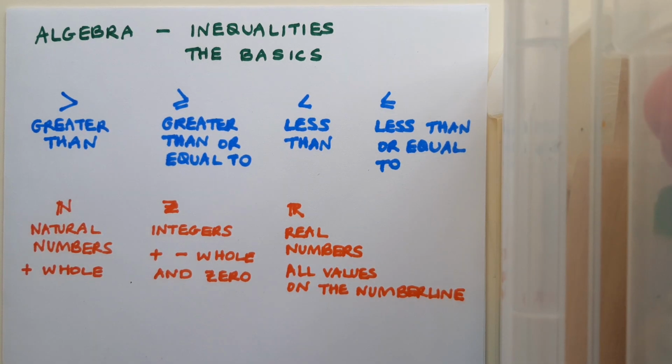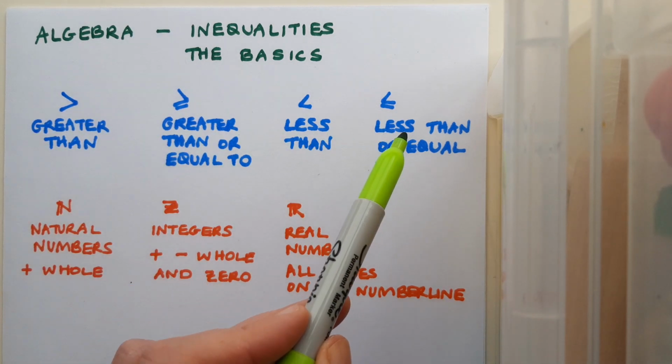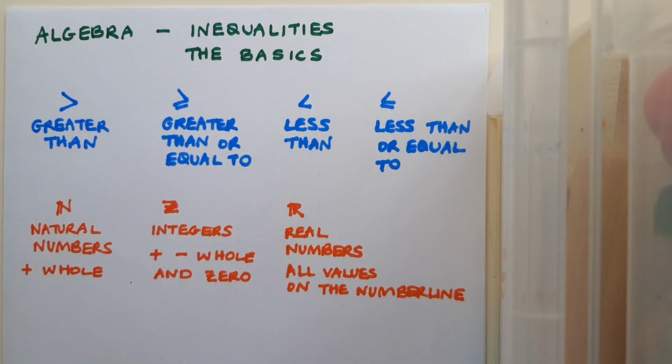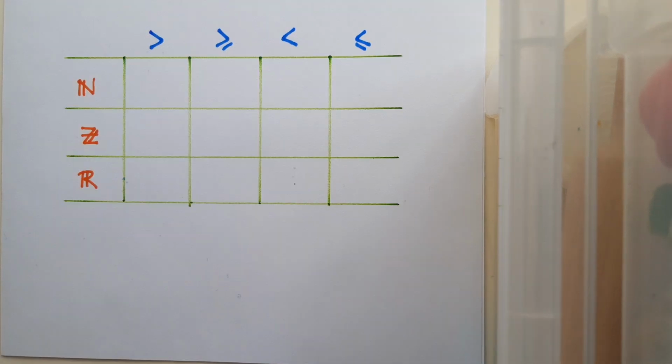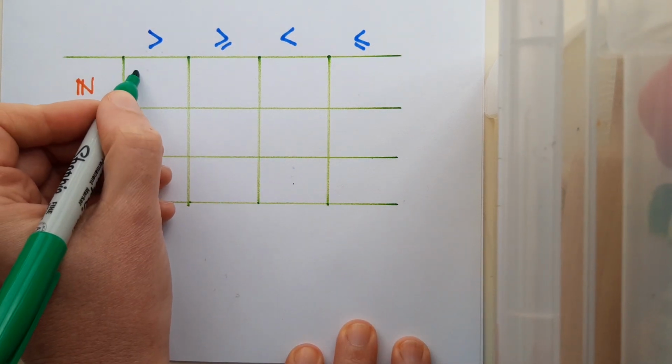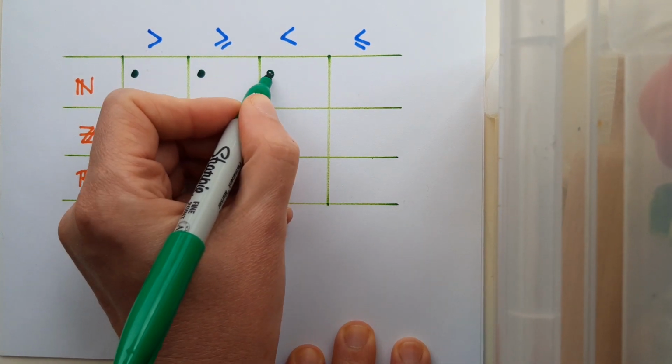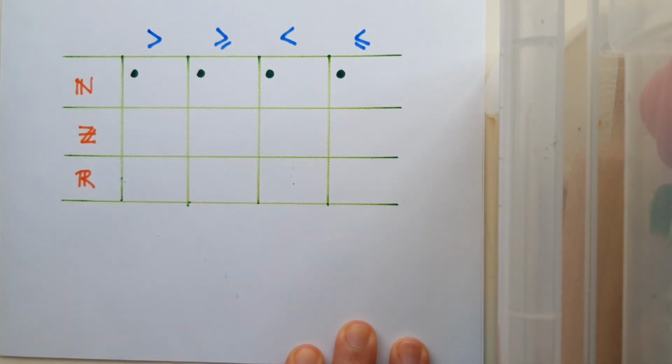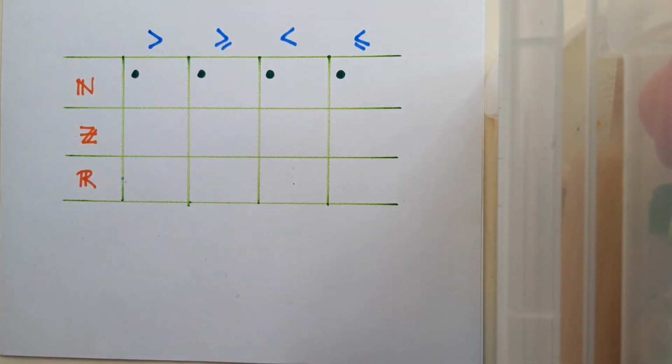Now, depending on the number system that's been dealt with in the question, whether it's natural numbers, integers, or real numbers, and depending on the symbol that's used in the inequality in the question, we have different ways of marking our solutions on the number line. For natural numbers, no matter what the symbol, I'm always going to use a dot to mark the values that are acceptable for my solution.